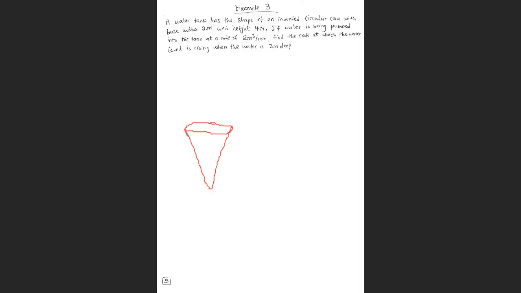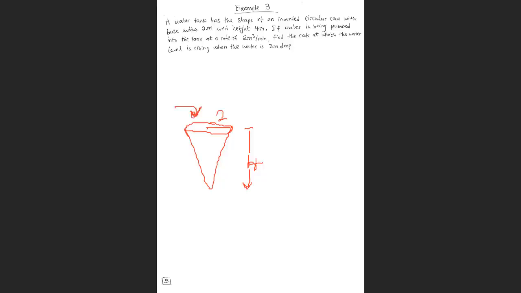And then they gave you the radius here. So there's a radius there, and they give you the height here. I'll just put the values: the height is 4, and the radius at the top is 2 meters. And then they say water is being pumped into the tank, so obviously you are probably putting it from that direction.